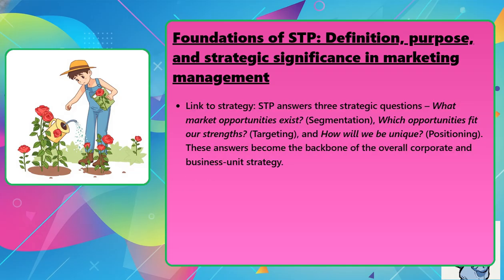Linked to strategy: STP answers three strategic questions: what market opportunities exist, segmentation; which opportunities fit our strengths, targeting; and how will we be unique, positioning. These answers become the backbone of the overall corporate and business unit strategy.